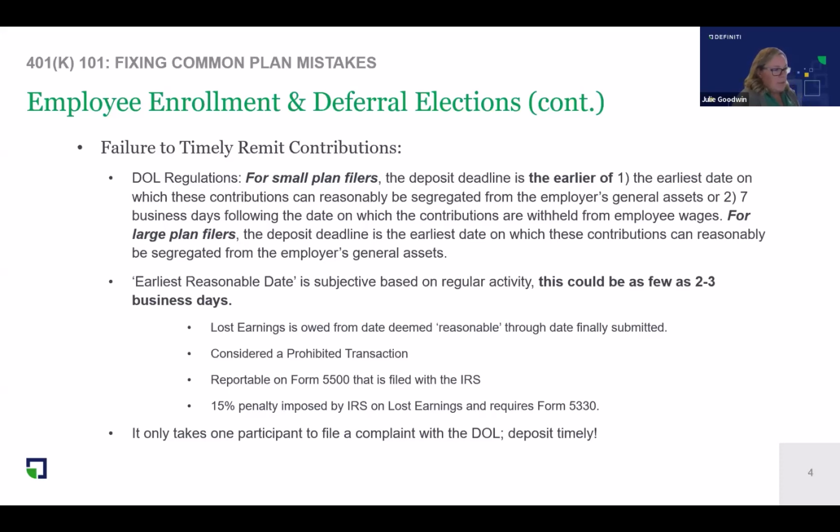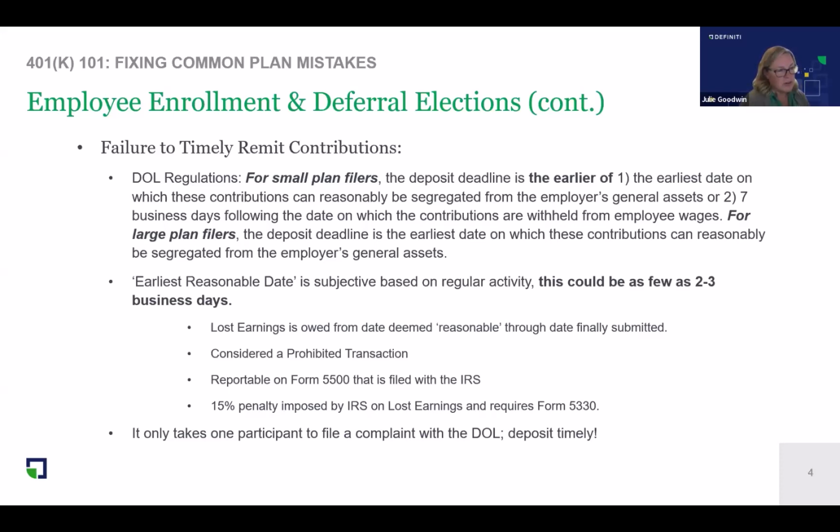When you do have late deposits, you want to correct them as soon as possible, and the correction process has multiple steps. When you go through the process, the first thing you want to do is to make sure that you actually make the contributions that were missed as soon as possible. You then want to make sure that you're calculating any related lost earnings and submitting those as quickly as possible.